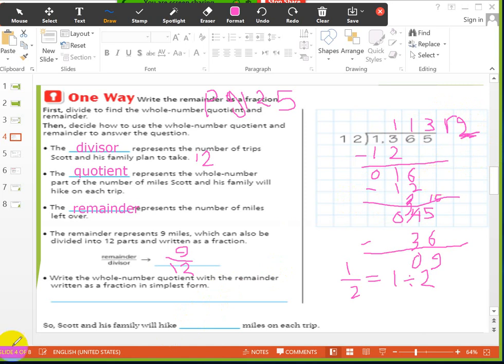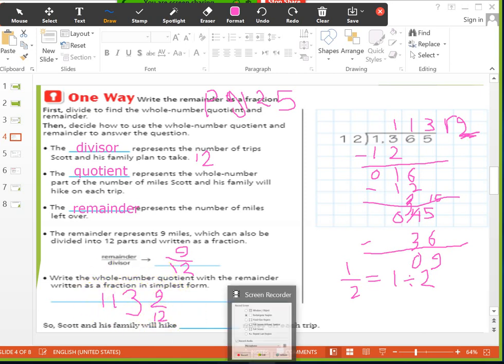Okay, so I will tell you that the miles of each trip will be 113 miles and 9 over 12. So the answer consists of what? A whole number and a fraction. Because I can't divide the fraction any further, I will write it as it is. Okay?